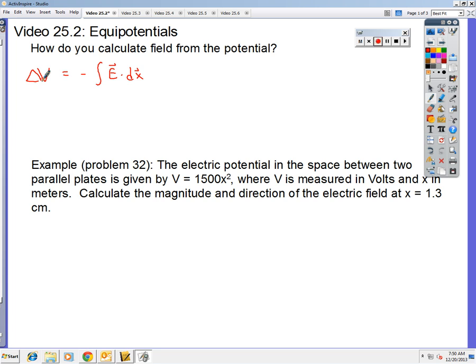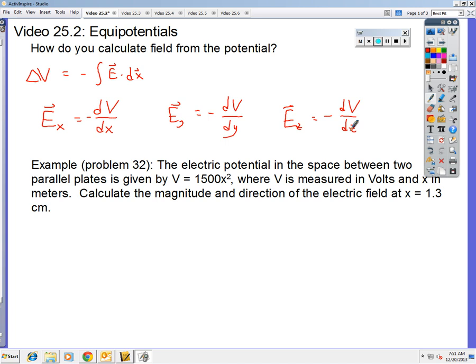Now we need to look at how you get the field from the potential. And we see that potential is the integral of the field, and that means that the field is the derivative of the voltage, or the potential. Specifically, the x component of the electric field is the negative derivative of V with respect to x. The y component of the field is the negative derivative of V with respect to y, and the z component of the field is equal to the negative derivative of V with respect to z.